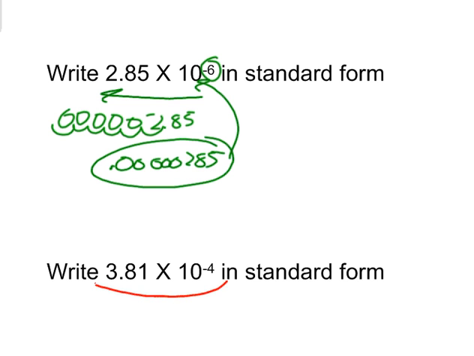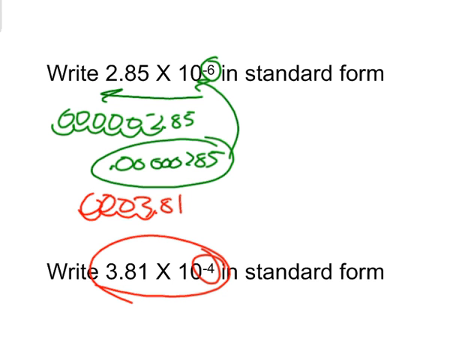This one, kind of the same idea. It's to the negative 4, so it's 3.81, and I'm going to move it to the left because it's negative. So I'm going to move 1, 2, 3, 4. So it's 0.000381, that same number, same value, only in standard notation.